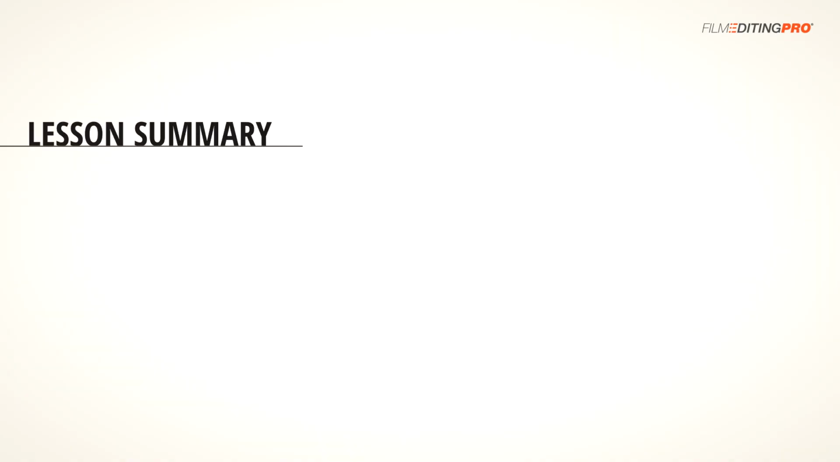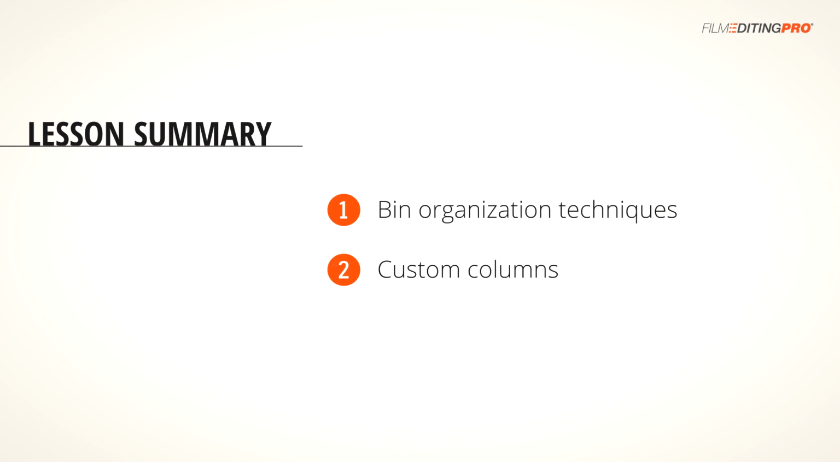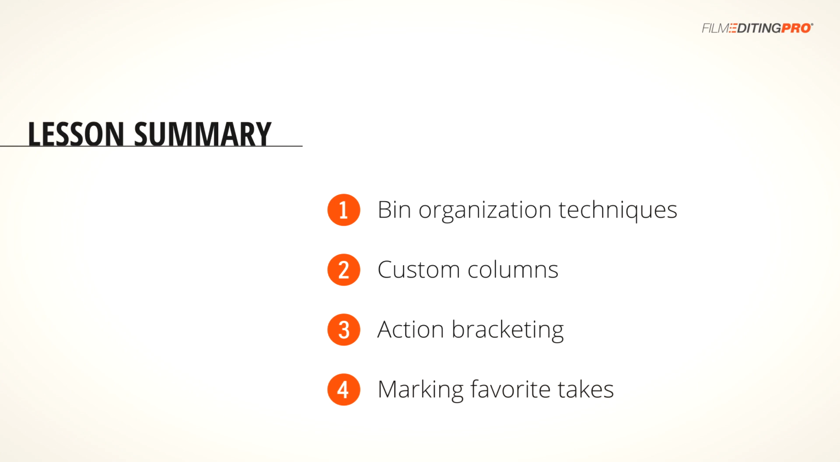So in this lesson, we learned some useful bin organization techniques for our fight scene footage. We added 3 custom columns to hold information about the shot, the characters, and the action taking place. We also learned about action bracketing, which allowed us to use the first and the last actions in a take as descriptors in the bin so that we can easily find the part of the fight that we're looking for later on down the road. And last, we talked about marking our favorite takes using clip colors, column information, and markers or locators on the actual footage.